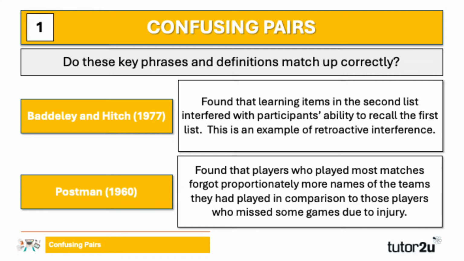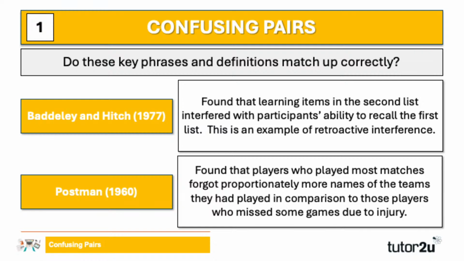So have a read of the descriptors. Are they the correct way round? So we've got some answers coming through. Some of you are saying correct. Wait for a few others to have a go. So make sure you're reading this carefully. Baddeley and Hitch, who were their participants? Baddeley and Hitch have done quite a few studies, obviously, so it's quite easy to get muddled here. So I think quite a lot of us are saying true and correct.